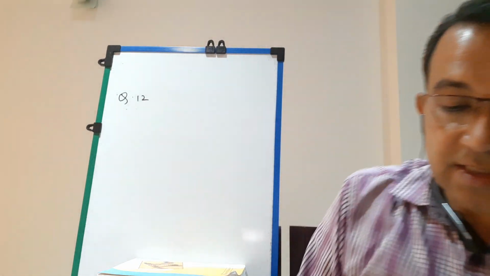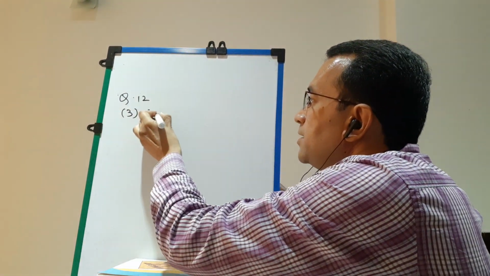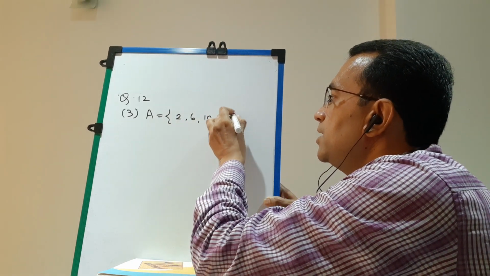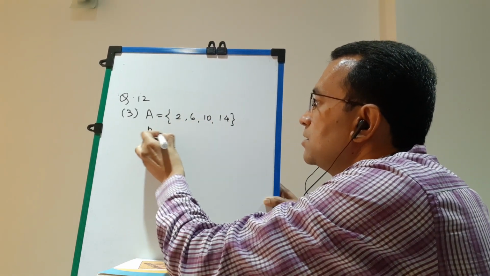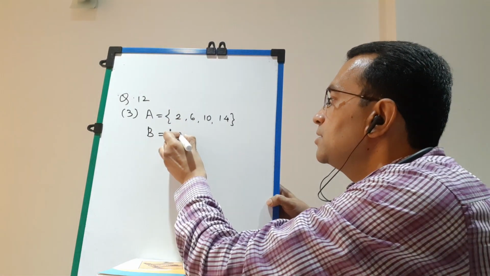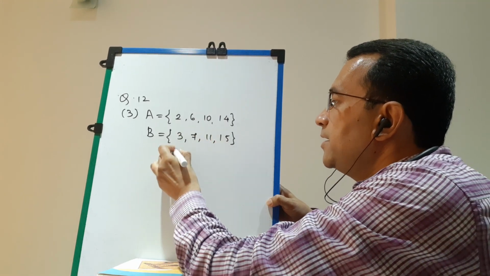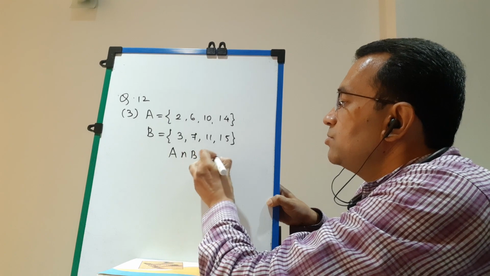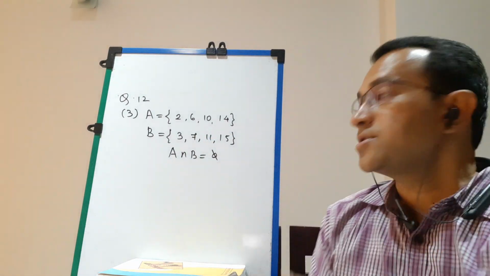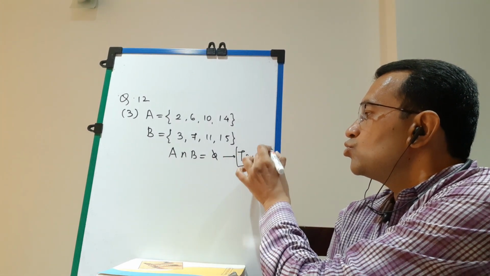Set A is 2, 6, 10 and 14, and set B is 3, 7, 11, 15. Now here definitely A intersection B is equal to the null set, therefore the given sets are disjoint sets. This statement is 100% true.